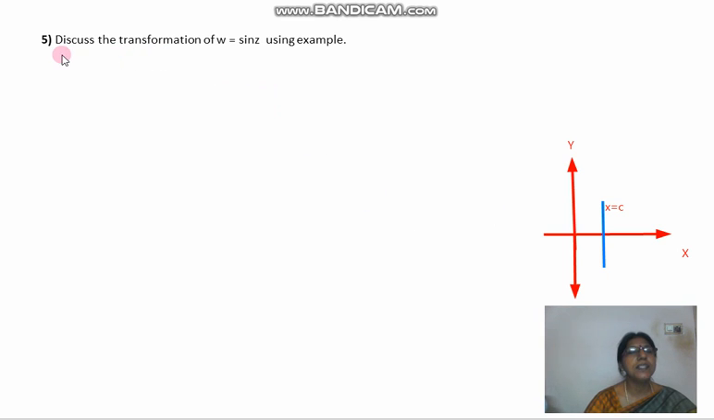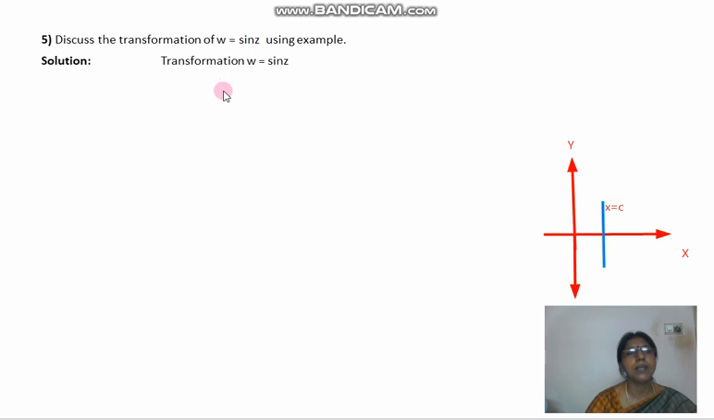Okay, now we see the next problem. Discuss the transformation of w = sin z using an example. You see the difference. In the last problems, we were given the curve in the z plane; the curve may be a straight line or a circle or a triangle, anyone. But here it is not given. Only the transformation is given. For that curve, you take an example. We have to see that one.